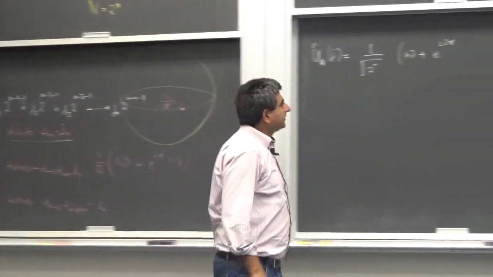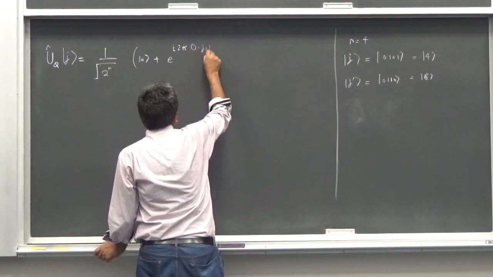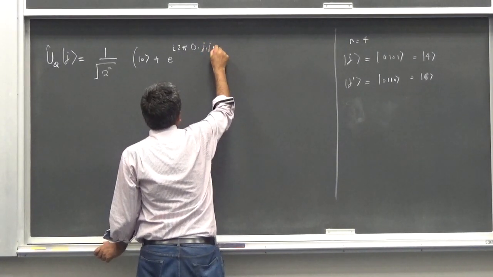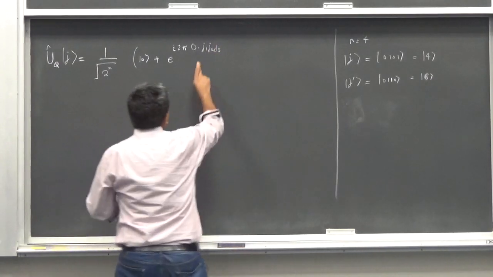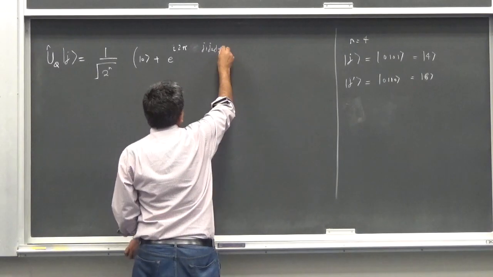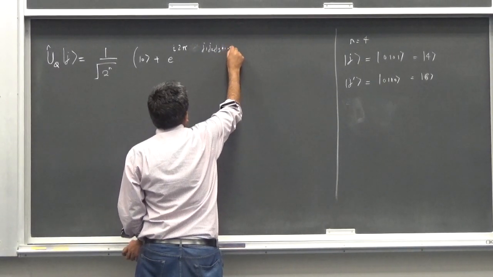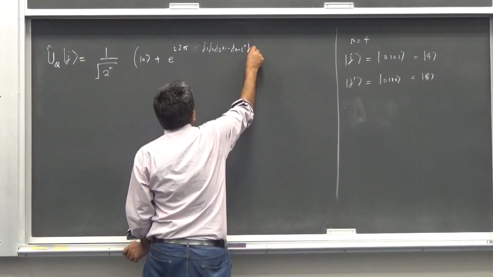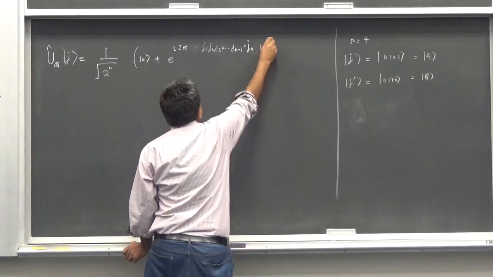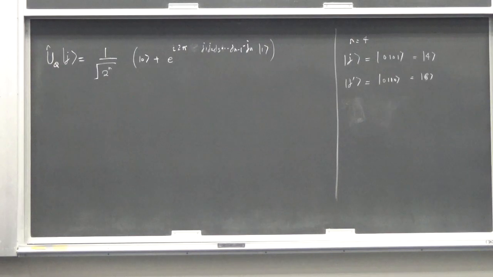Correct? So instead of J divided by 2, I can write 0 dot J1, J2, J3, up to Jn minus 1, dotted with Jn, ket 1. This is my first term. Is that correct?